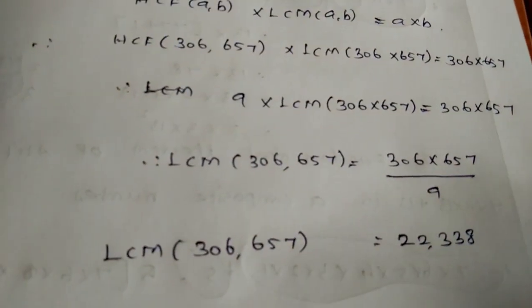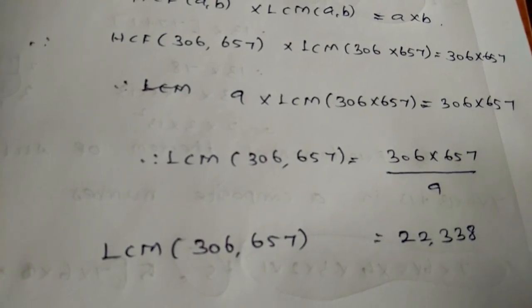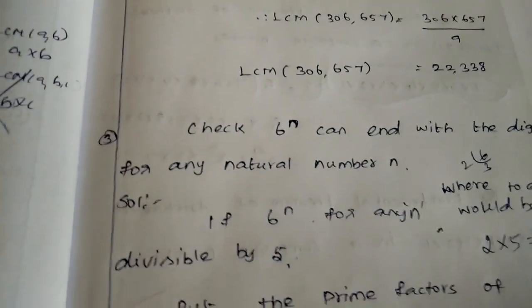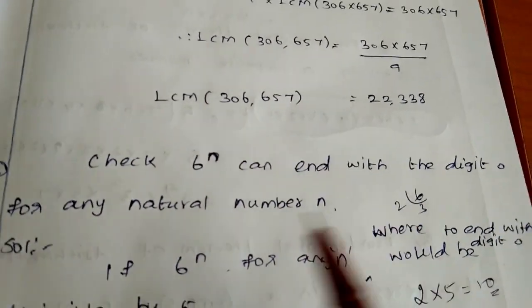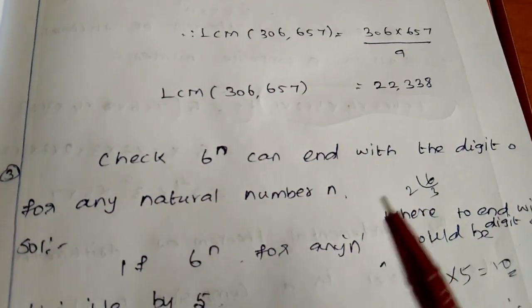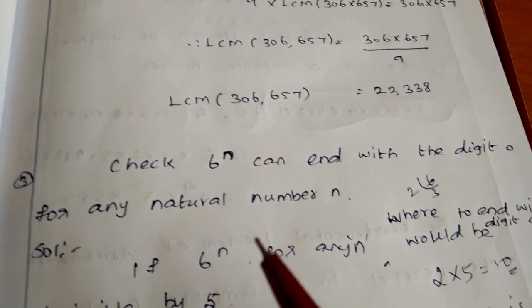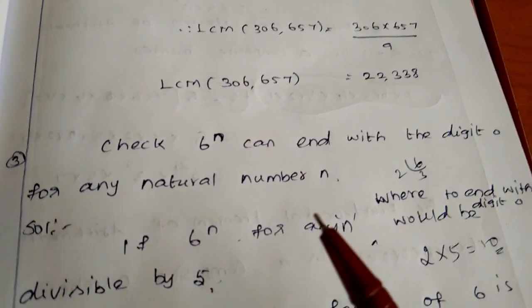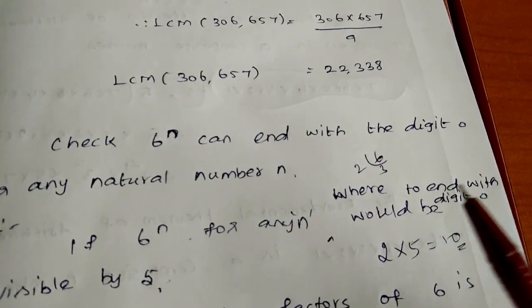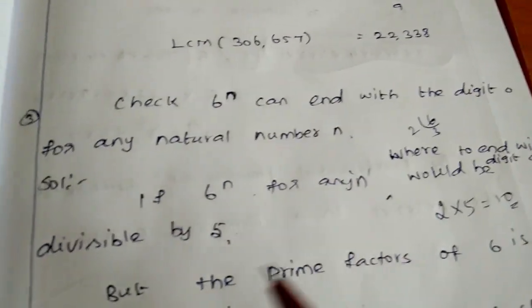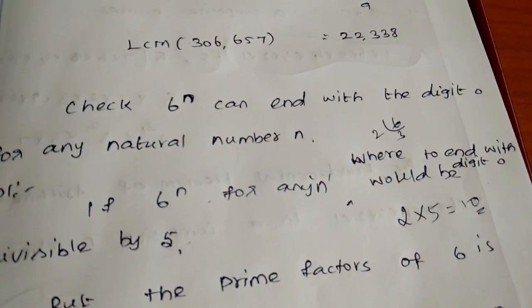So 22 into 38, this is the answer. Next problem: check whether 6 power n can end with the digit 0 for any natural number n. If 6 power n, for any n, were to end with the digit 0, it would be divisible by 5.